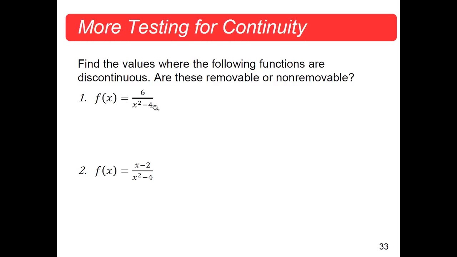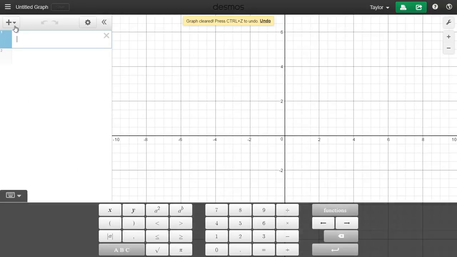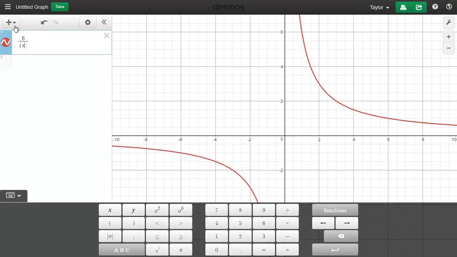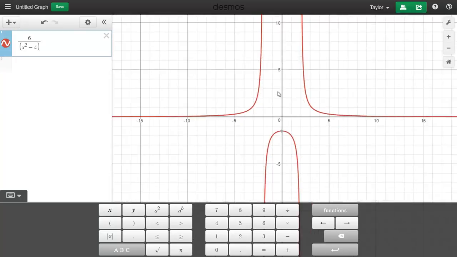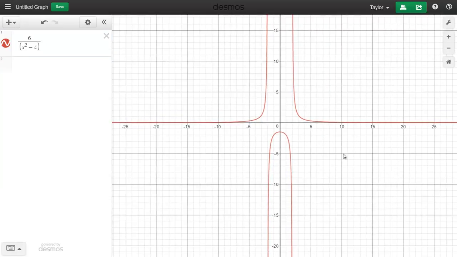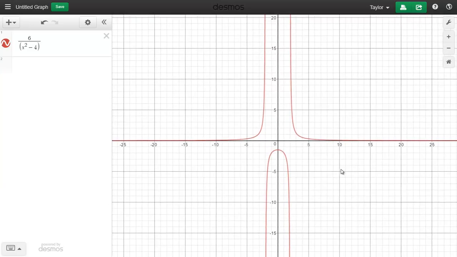So those 2 points that make the denominator 0 are going to be non-removable discontinuities. Now, typically in a rational function, if you have a non-removable discontinuity, it's going to be an asymptote. And I think we're pretty safe assuming that's going to happen here. 6 divided by x squared minus 4. Okay, zoom out a little bit. And yeah, I think we do have 2 asymptotes.